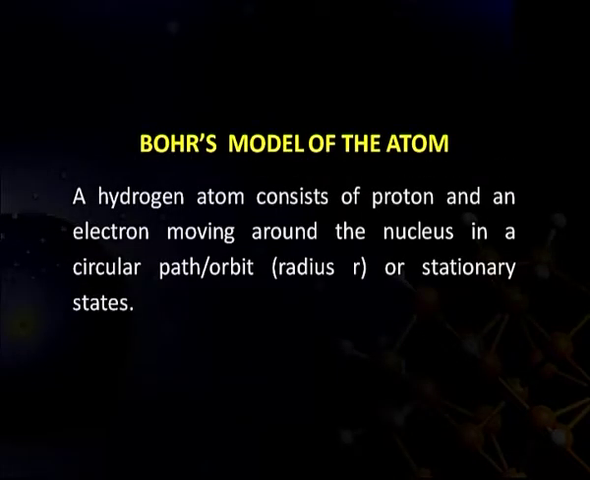Bohr's model of the atom. In 1913, Niels Bohr proposed a theory of the hydrogen atom to explain the origin of the hydrogen spectrum, and Bohr's theory is based on the following four postulates. A hydrogen atom consists of a proton and an electron moving around the nucleus in a circular path called an orbit, of radius r, or stationary states too.